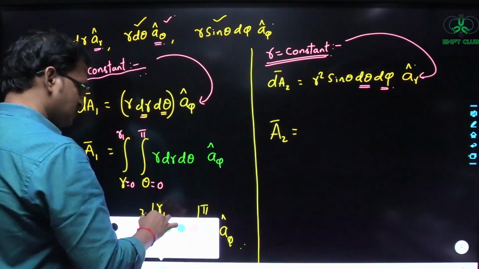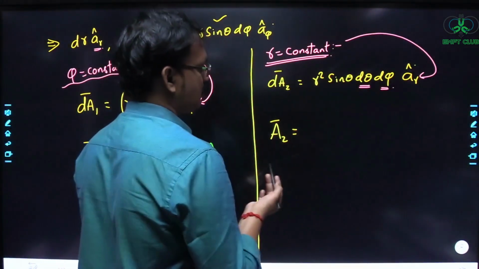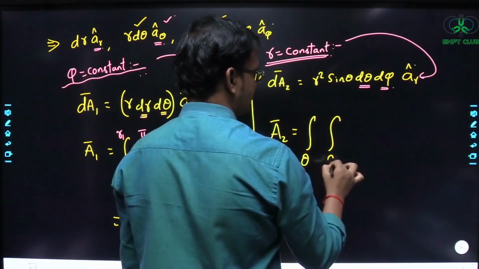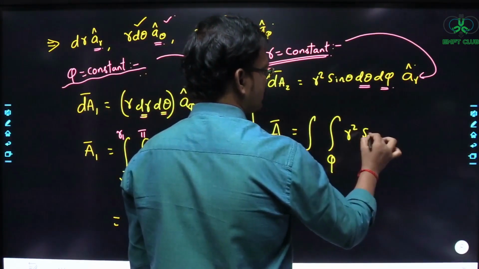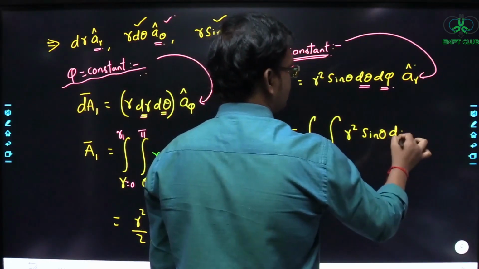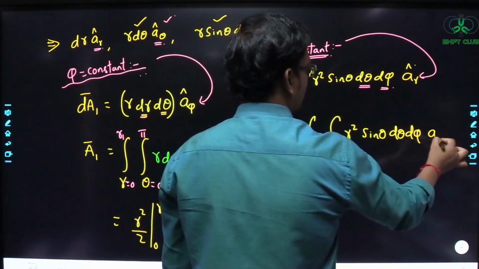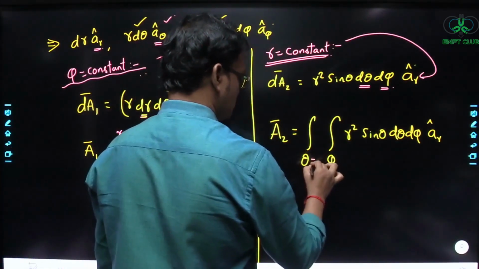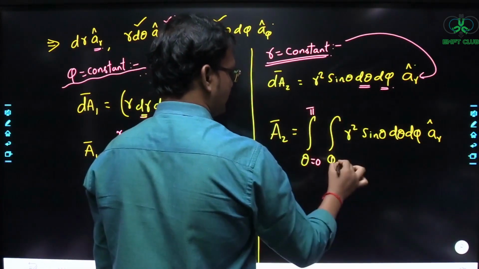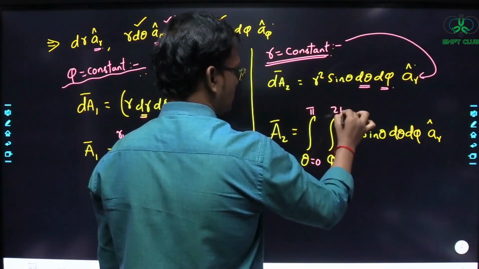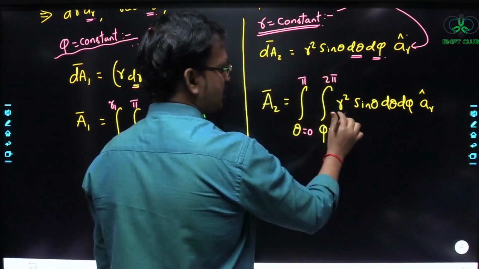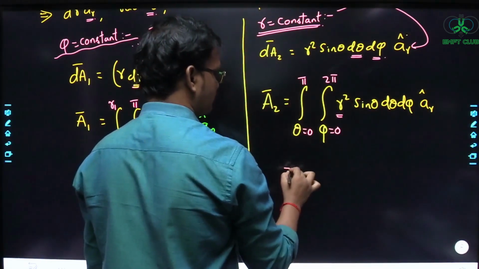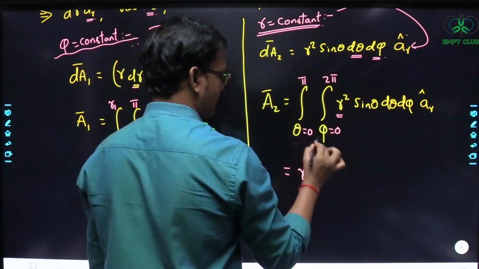Okay. So let us check mathematically whether we are getting that result or not. So here the variables are nothing but theta and phi, right? So r square sine theta d theta d phi AR cap. So here theta is varying from 0 to pi. Phi is varying from 0 to 2 pi. So here r is constant with respect to integration variables, so you can take it out of the integration. So you are getting r square.